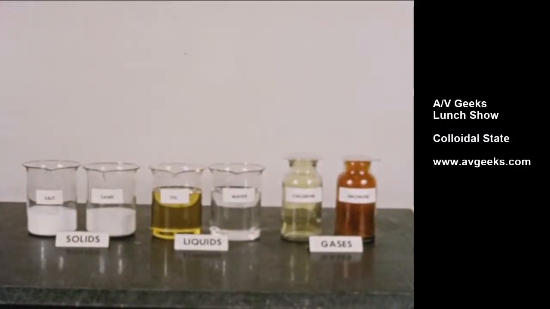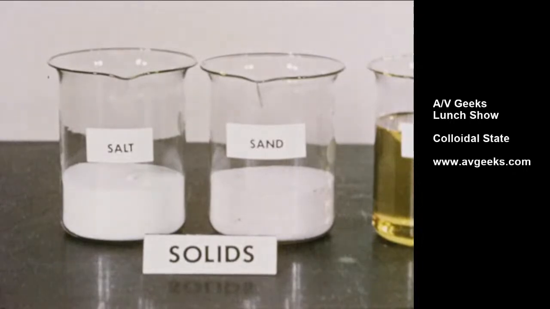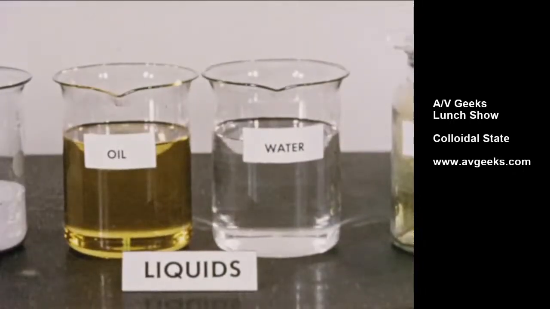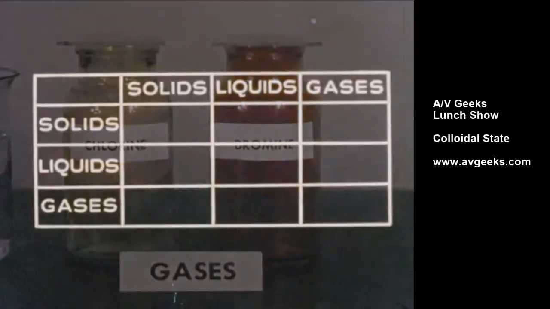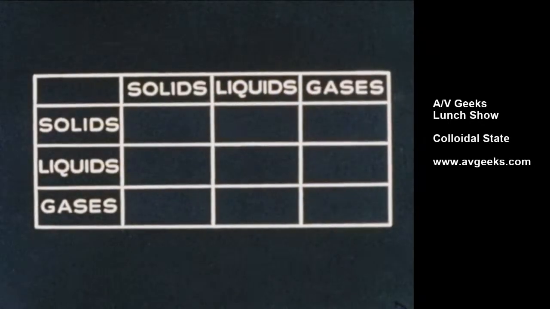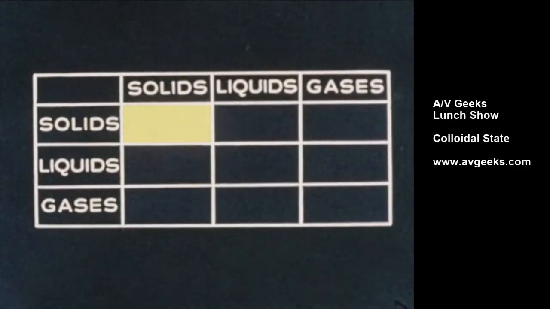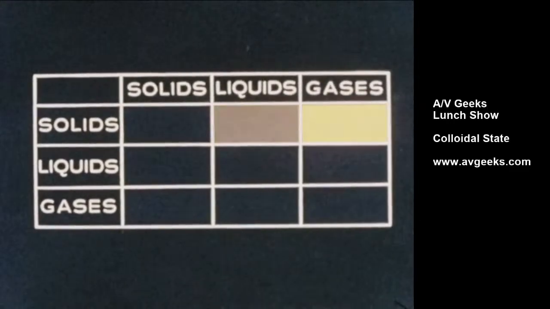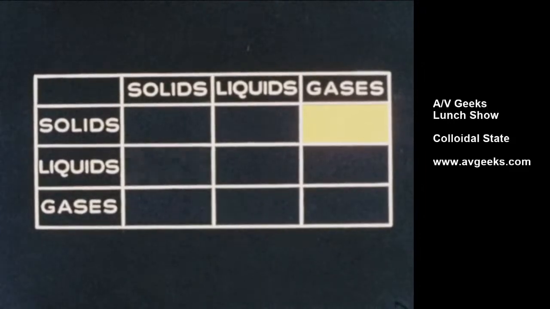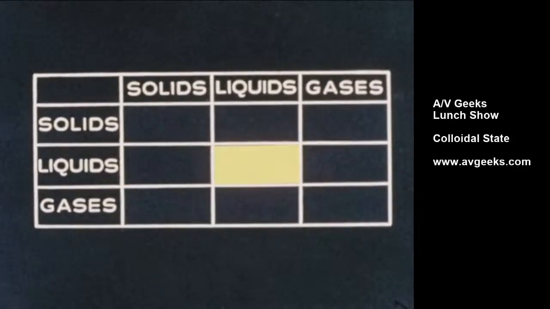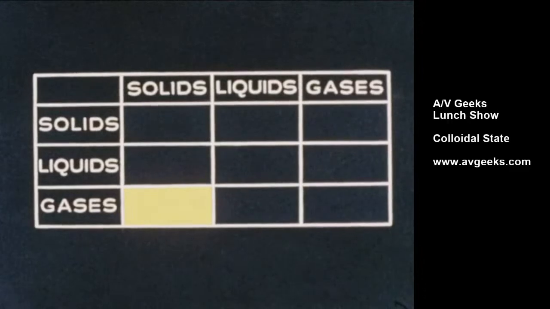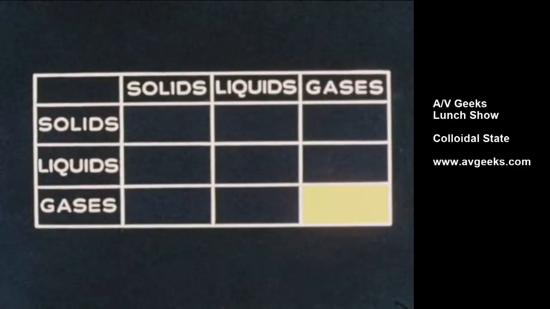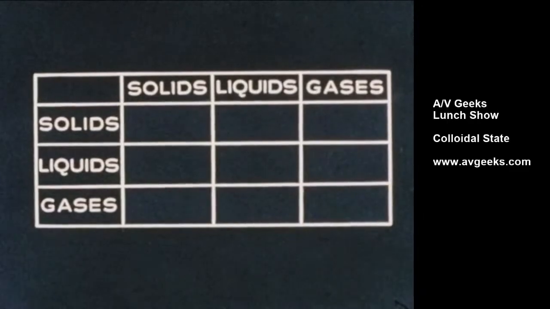We know that matter can exist in three states, as solids, liquids, or gases. Any one state can be dispersed in any other, so there are 9 possible pairs of dispersions. Solids dispersed in solids, in liquids, in gases. Liquids in solids, in liquids, and in gases. Gases in solids, in liquids, and in gases. Let's see examples of each pair of dispersions.